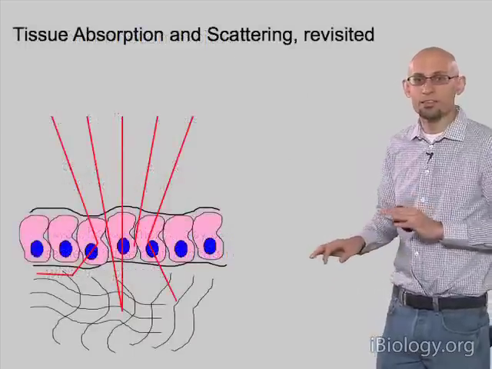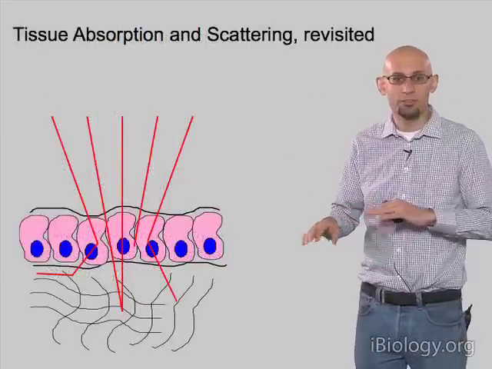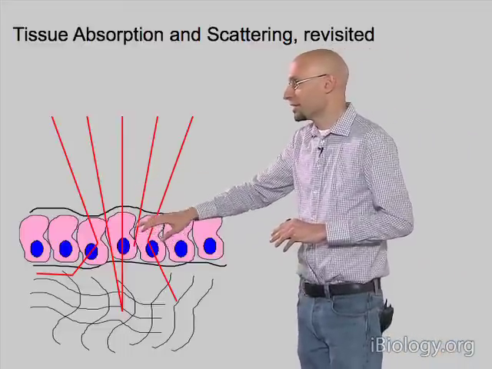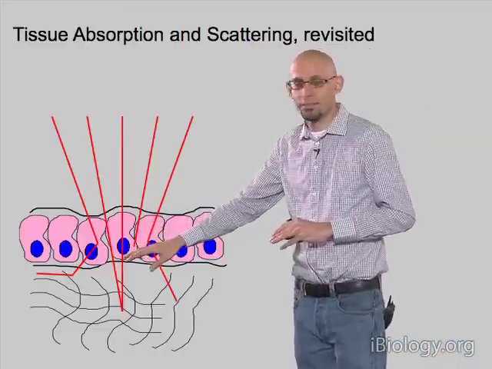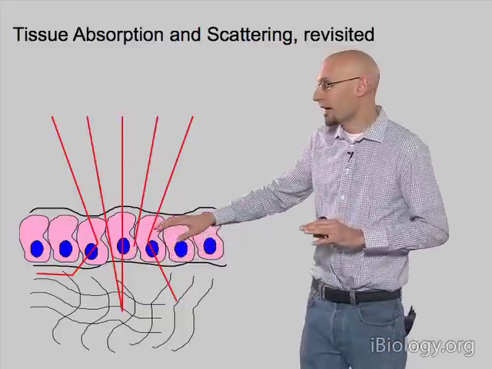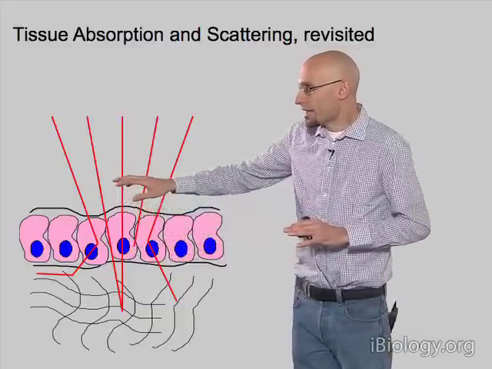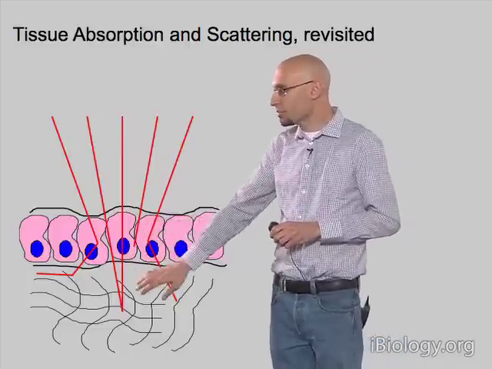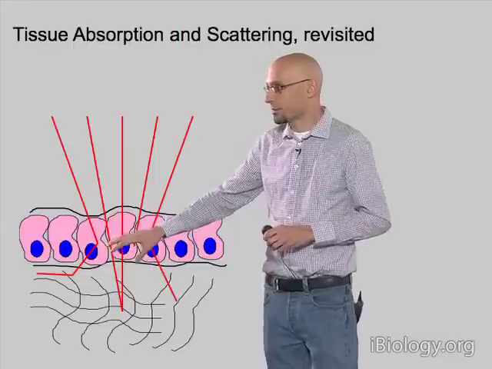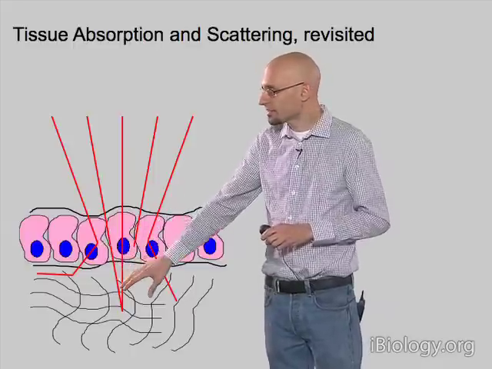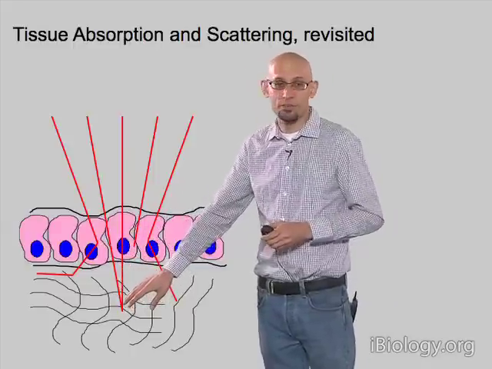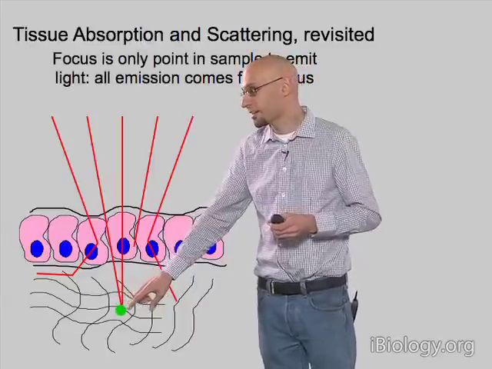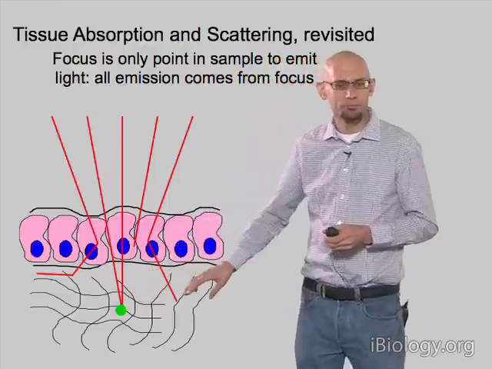So let's go back and see how this applies to a case where we have absorption and scattering. So again, here's our tissue. Here's our focused beam going into it, and bad things are happening. There's light being lost by absorption and scattering, but so long as we have some light coming to a focus here, if we turn up the intensity high enough, we'll get enough photons here to do two-photon excitation. And so we'll just excite this little green dot here at the focus of that beam.